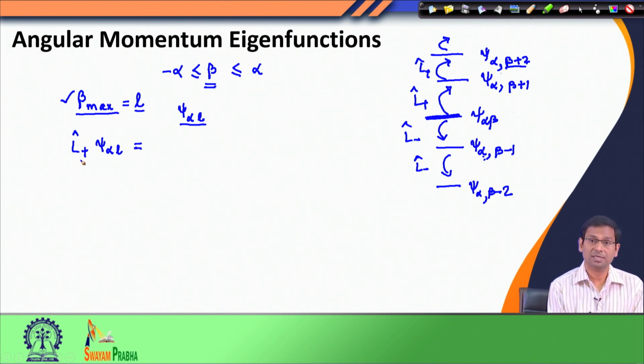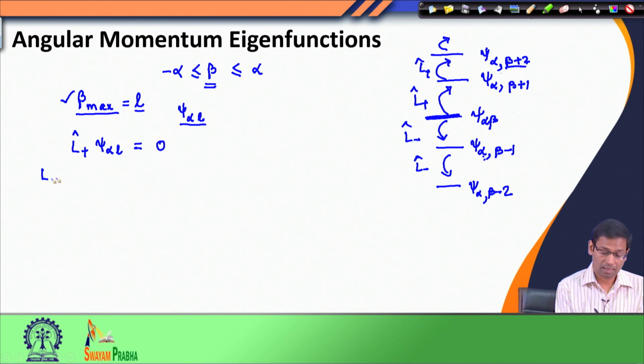Since the L plus operator's action always takes the eigenfunction to the next eigenfunction, psi alpha L will be taken to psi alpha L plus 1. But I know L is the maximum value of beta, so there exists no other function above this. This is the upper bound. So, in this case, the action of L plus on psi alpha L should give me 0, and I will continue this by applying L minus before this.